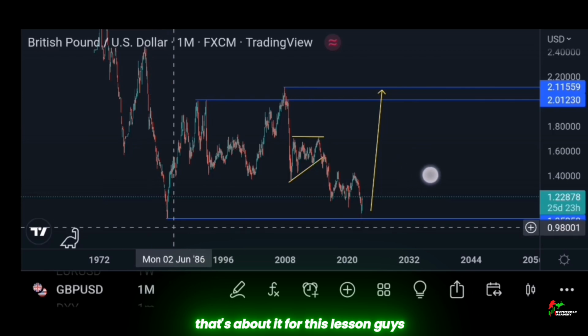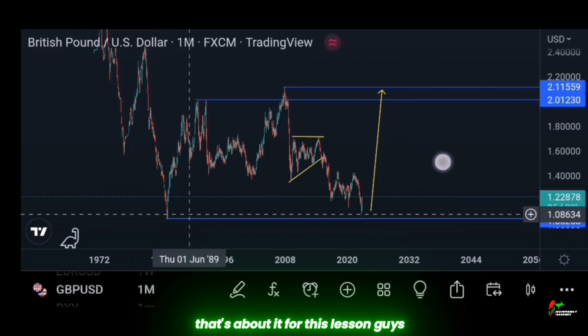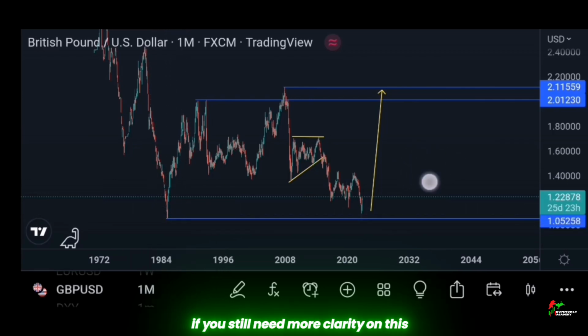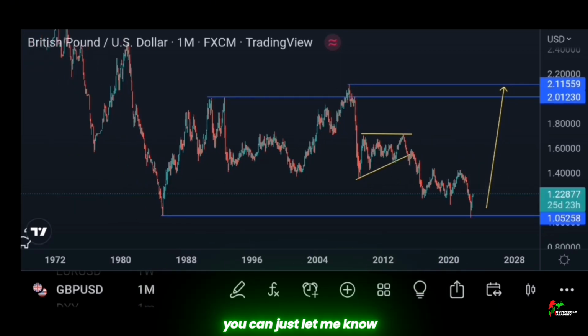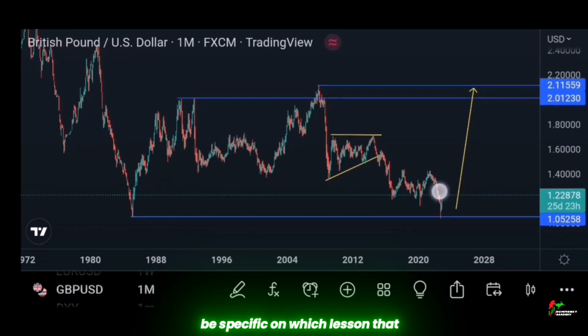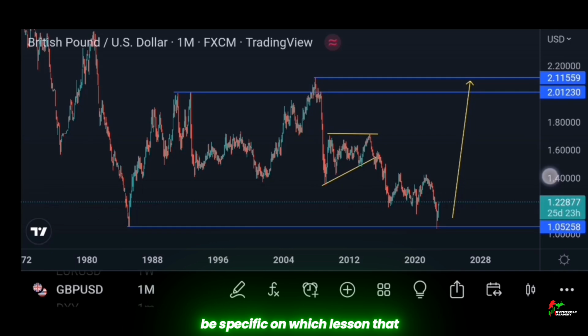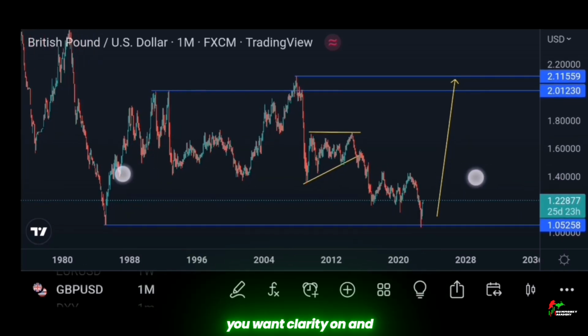So that's about it for this lesson, guys. If you still need more clarity on this, you can just let me know. Be specific on which lesson you want clarity on.